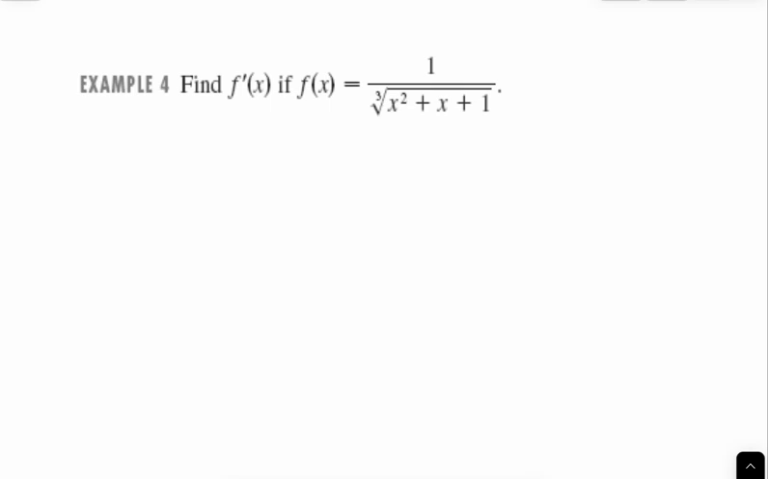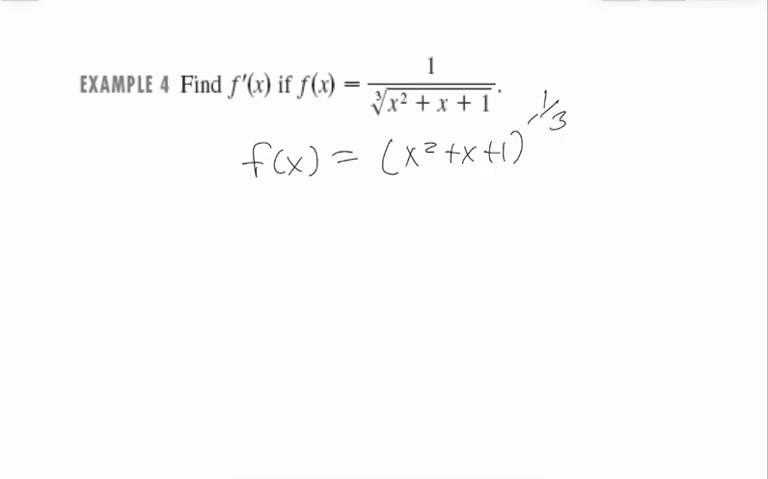Let's do another one. Many functions require a rewrite. This function, right now, the way that it sits, you would have to use the quotient rule. Anytime I see a constant in our numerator, that tells me I can do a rewrite to make my life easier. So I would rewrite this function as x squared plus x plus 1 to the negative 1/3.